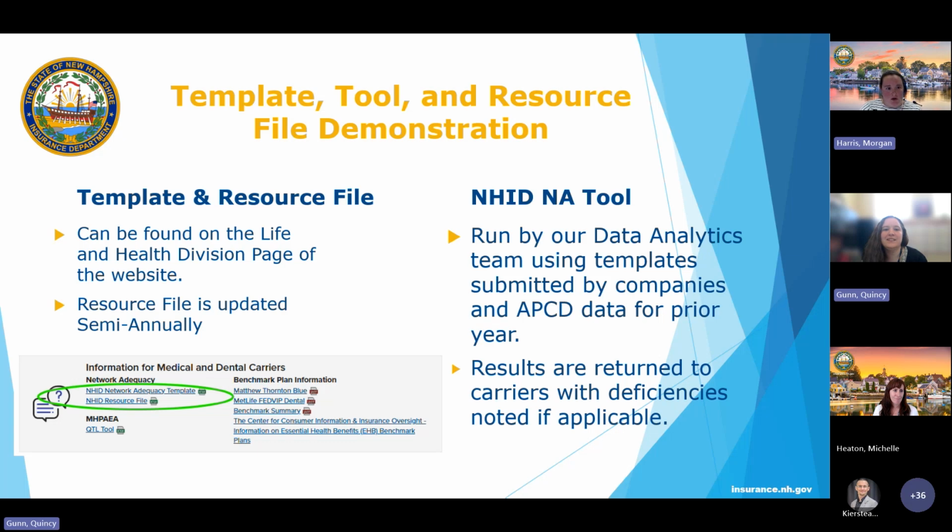Thanks, Quincy. I'm going to take it over from here. I'm going to do a high-level dive into what you can expect from the tool output, as well as some of the resource files that we have on our website for you all to use.